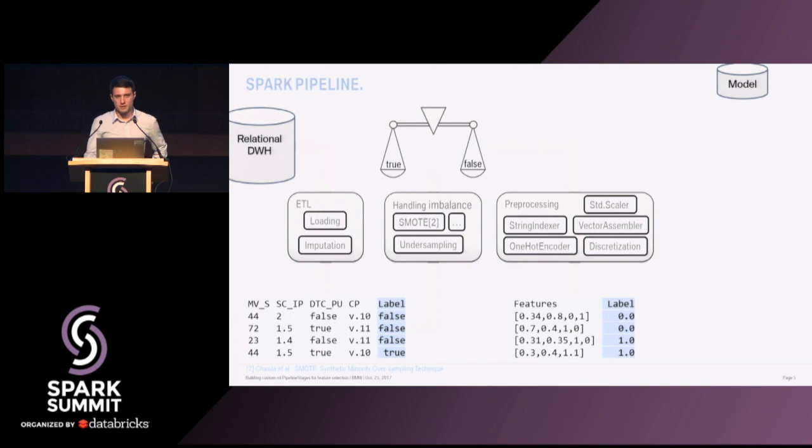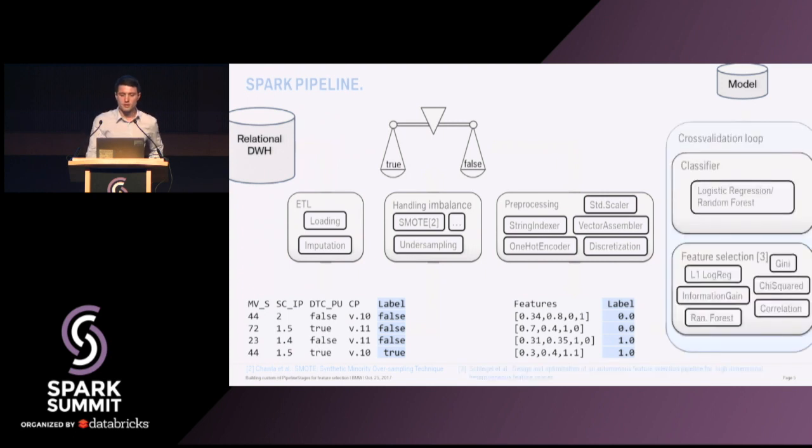Here, this preprocessing layer has several pipeline stages that are probably used in every Apache Spark pipeline, like the string indexer, which takes strings and assigns a numerical value to them, or the vector assembler, where a vector column is created for all the features. And then this data enters our cross-validation loop, where feature selection takes place and the classifier is trained.